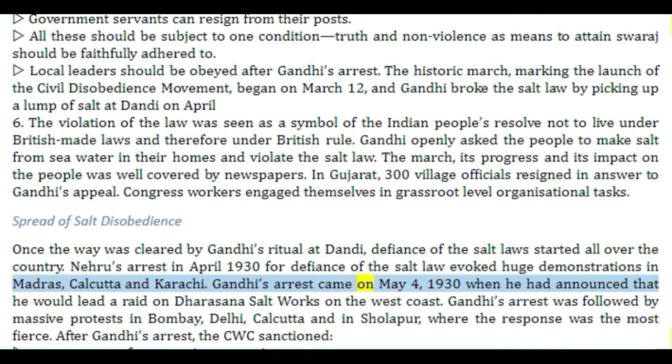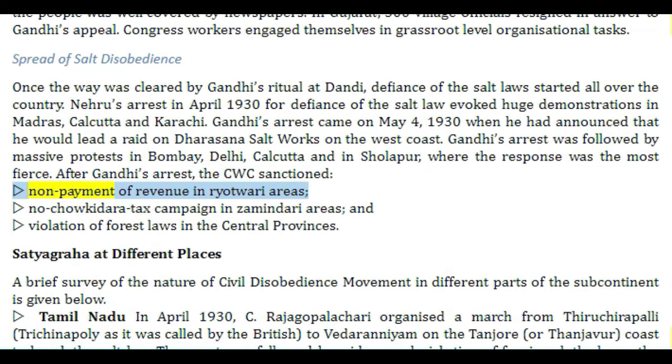Gandhi's arrest came on 4th May 1930 when he had announced that he would lead a raid on Dhasna salt works on the west coast. Gandhi's arrest was followed by massive protests in Bombay, Delhi, Calcutta, and in Sholapur, where the response was the most fierce. After Gandhi's arrest, the CWC sanctioned non-payment of revenue in Ryotwari areas, a no Chowkidari tax campaign in Zamindari areas, and violation of forest laws in the Central Provinces.